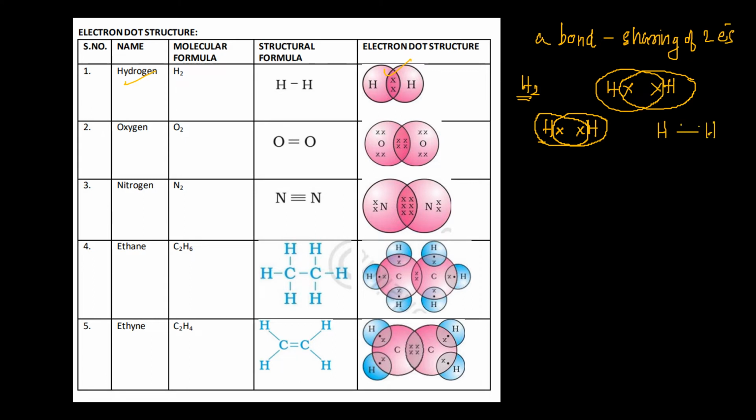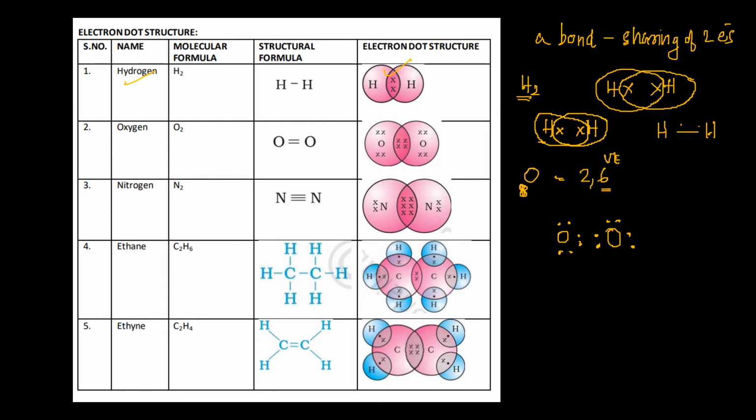So this is hydrogen. Similarly, oxygen. You know the atomic number of oxygen? 8. So the electronic configuration will be 2, 6. The outermost shell contains how many electrons? 1, 2, 3, 4, 5, 6. That means the valence electrons are 6. Similarly, for O2, oxygen gas, this oxygen also possesses 6 electrons.